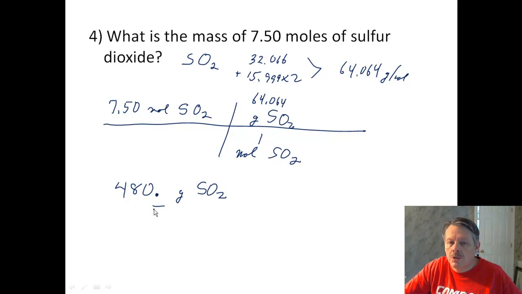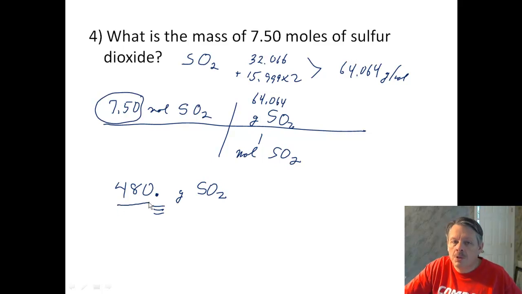That decimal point is important. Why? Because we have 3 digits of precision in our problem. We need 3 digits of precision in our answer. If I just said 480, that would only imply 2.